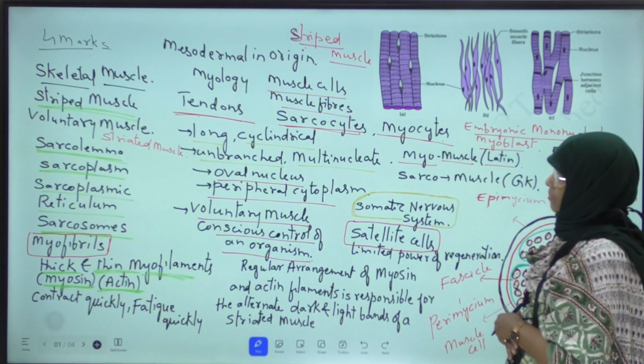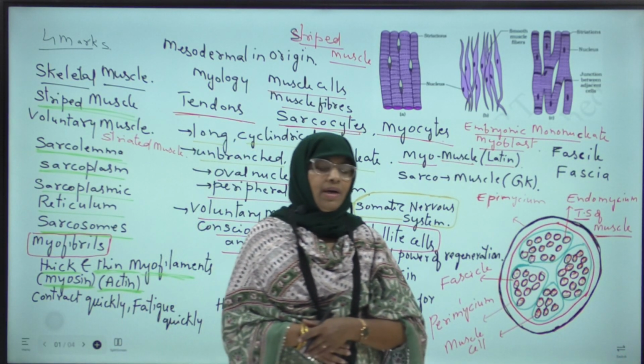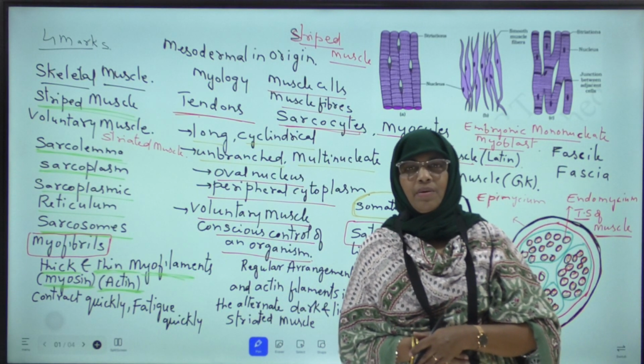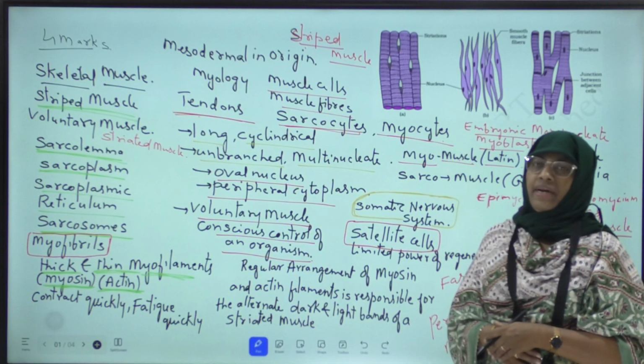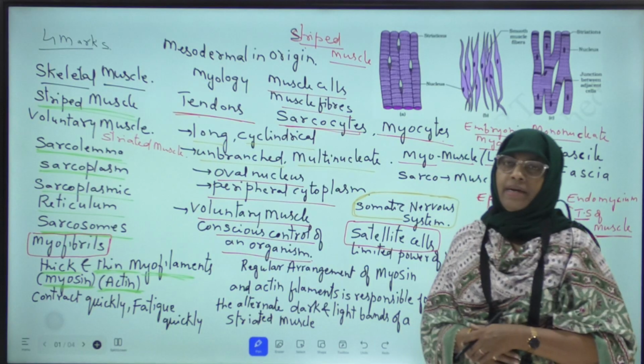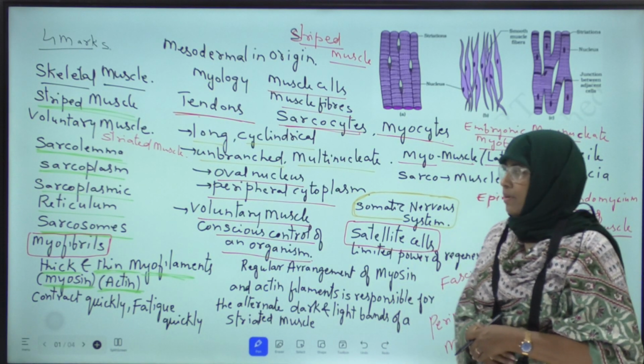Actually, muscular tissue is mesodermal in origin. Muscles are of 3 types. They are skeletal muscles, smooth muscles and cardiac muscles. This muscular tissue is derived from mesoderm.